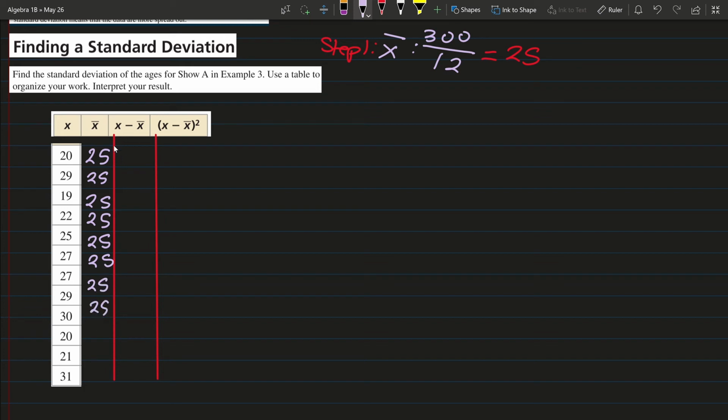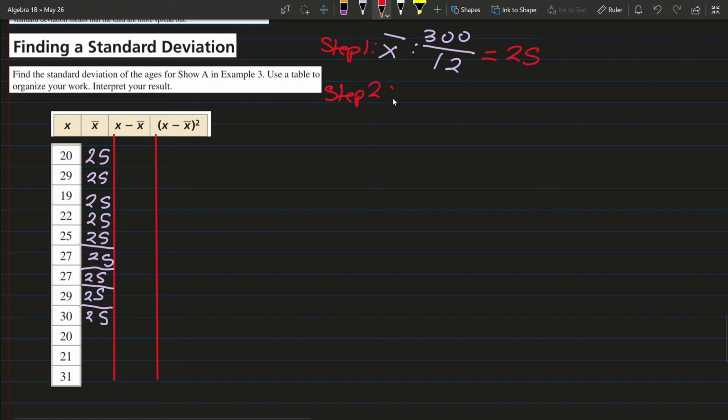And next, let me fix some of these lines real quick. 25. Okay, so the next thing we're going to do is take our x, which is this one. Notice that this x is exactly the same as this x. If that helps, make sure to look at these x bar values. So we can take our x, 20. Let's do it on the side right here.